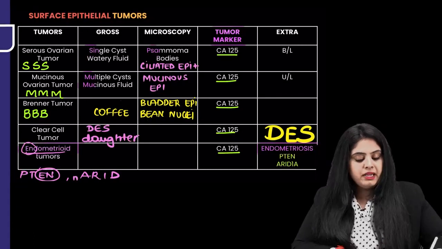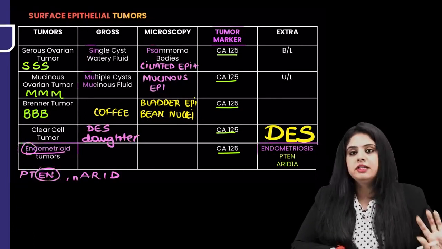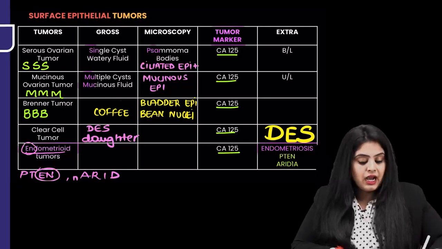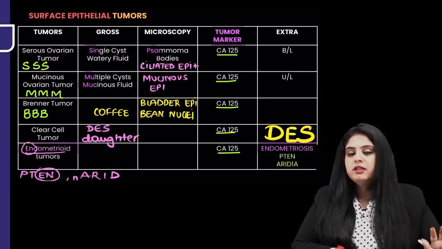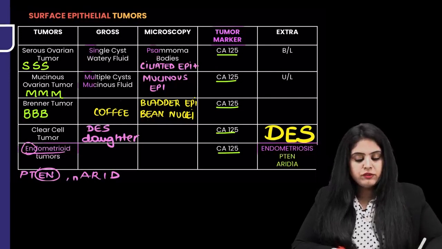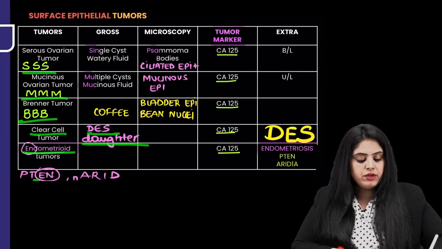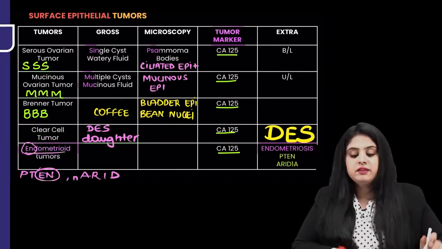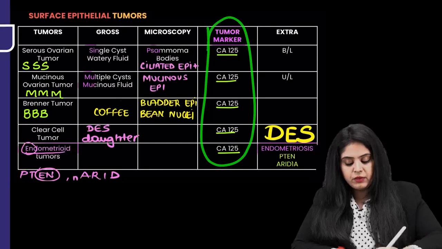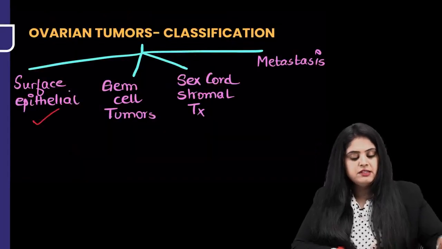So always remember PTEN has N, so endometriosis, endometrioid, all the endometrial things are going to have it. And ARID1A is Nari. So again, all the female tumors are going to have it. I hope that's okay. So if you learn SSS, MMM, BBB over here for clear cell, you learn the DES daughters, and for endometrioid, you learn all the NN Nari things. You are done with this. Tumor marker for all is CA 125, and the first category is a tick mark.